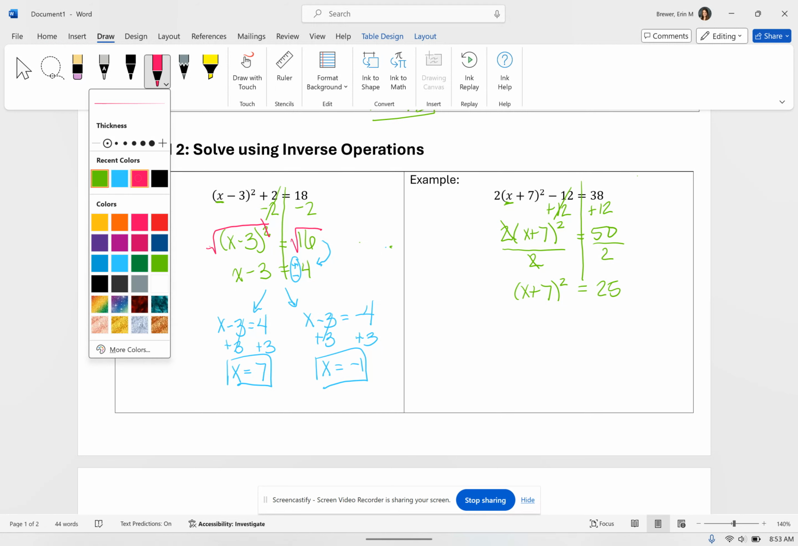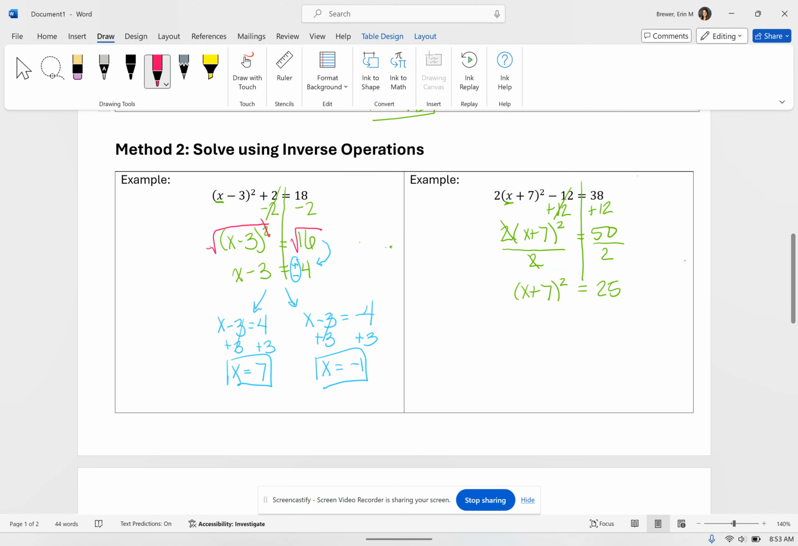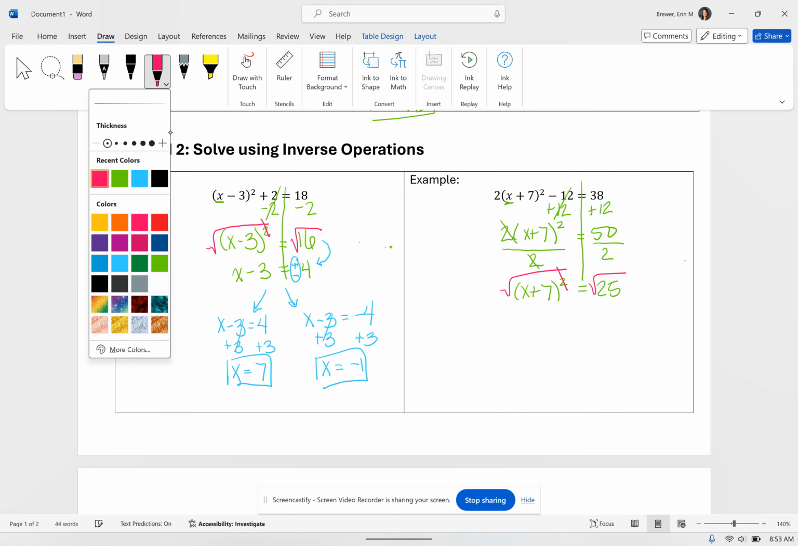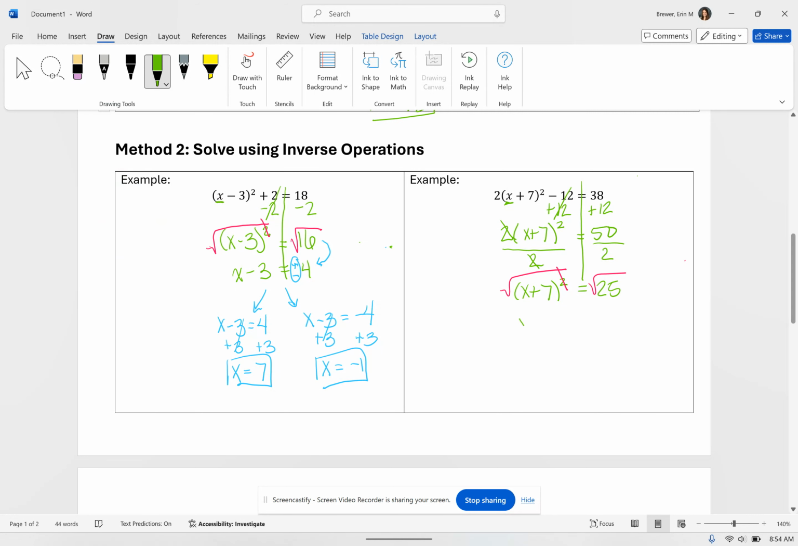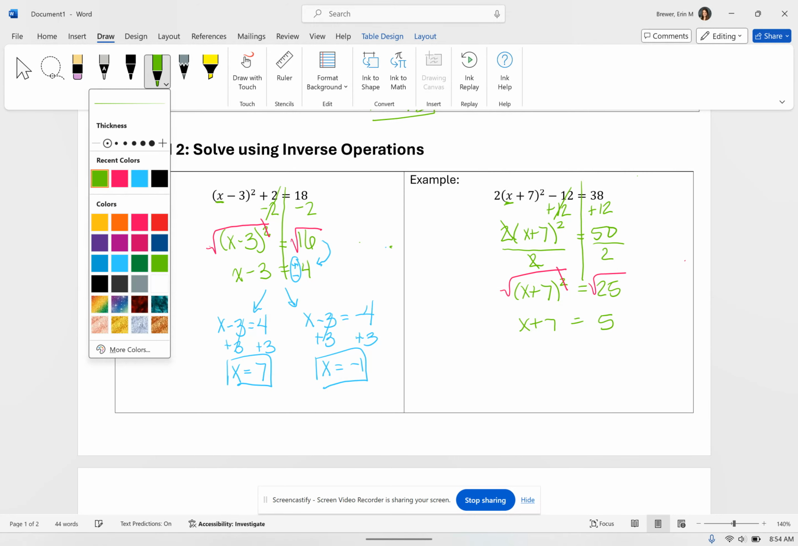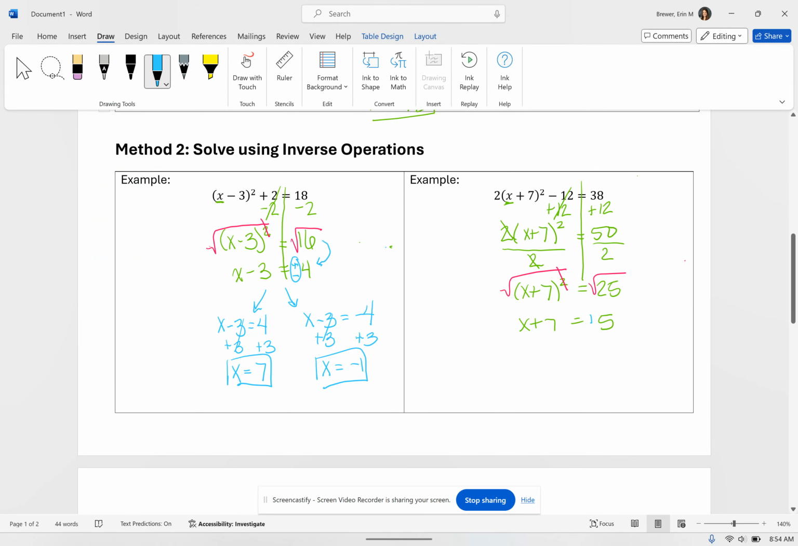Now that all I have to undo is the squared to get inside the parentheses, I'm going to use my square root, telling me that x plus 7 equals the square root of 25 is 5, but we also remember that it can be positive 5 or negative 5. And from there, I'm just going to make my two smaller equations, saying x plus 7 can equal the positive 5 or x plus 7 can equal the negative 5.